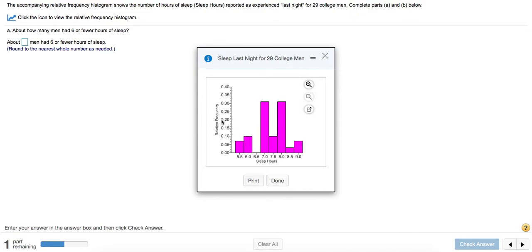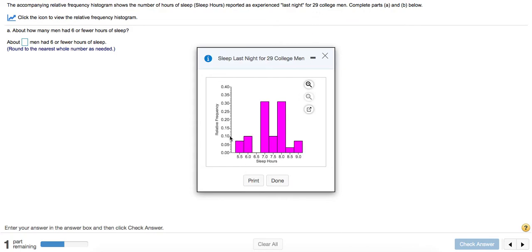Since it's relative frequency, they have decimals that correspond to a percentage on the axis. So we'll add up the decimals, think about it as a percentage, and take that and multiply it by 29. That'll give us the total number of people who experienced 6 or fewer hours of sleep.